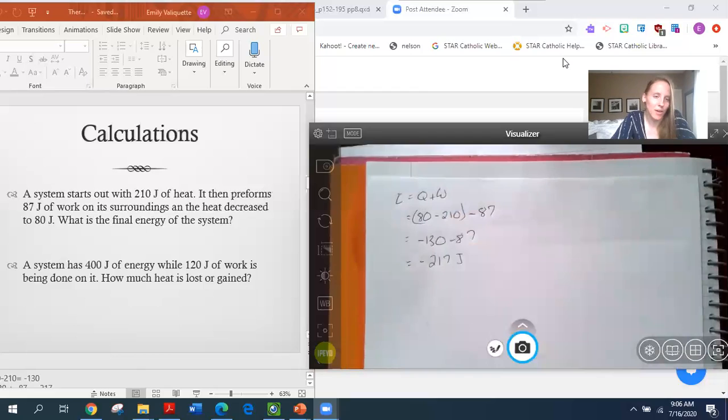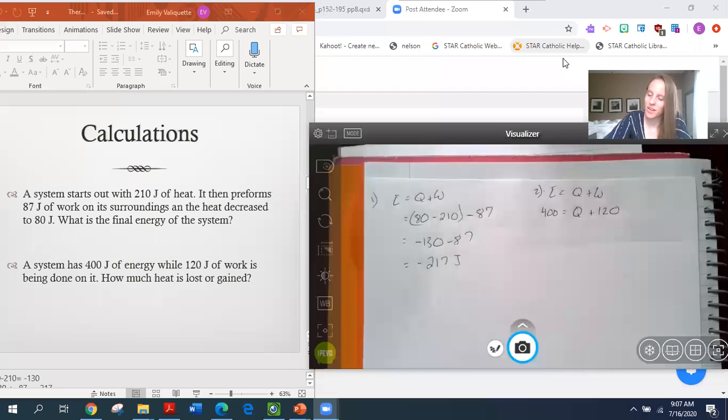For the second one, it says a system has 400 joules of energy, while 120 joules of work is being done on it. How much heat is lost or gained? So try this question on your own, pause for a second, and then come back and see the answer.